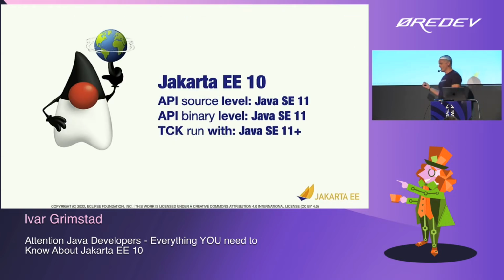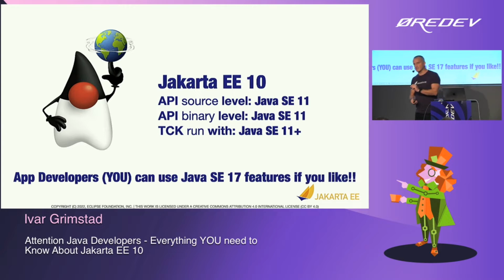What we also did with Jakarta EE 10 is to raise the Java SE level from 8 to 11. That means we compile the API sources with Java SE 11 binaries, and the API language level is Java SE 11. But the important thing is that we are ensuring that the TCK runs with 11 and 17.